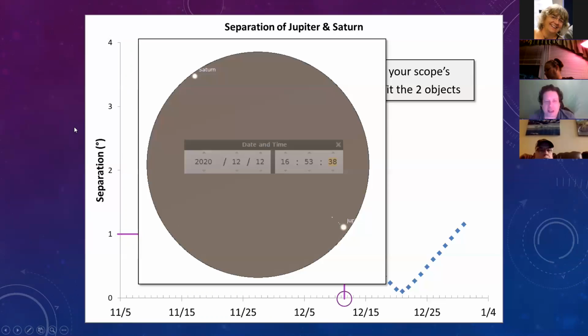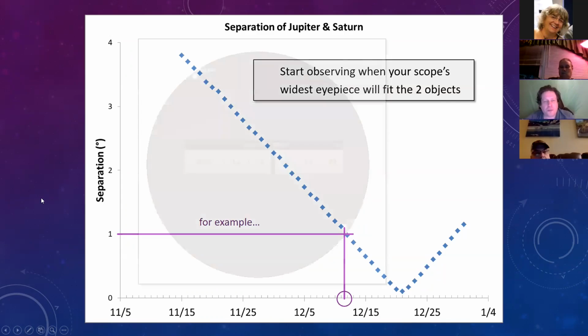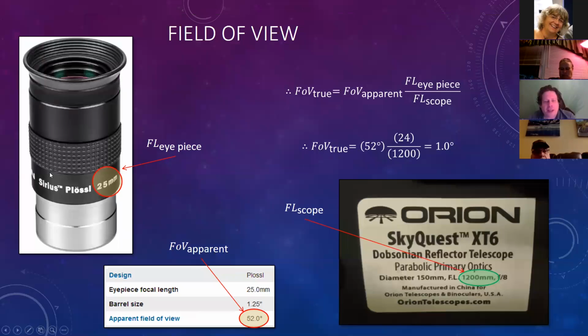So how do you calculate that? Again, in this example, I use this 1-degree field of view. Well, the way you calculate it is you have to know a little bit about your telescope. There's a couple of parameters that you need to find. First of all, there's probably a label somewhere on your telescope that will give you what's called the focal length of the telescope. In this case, 1200 millimeters.